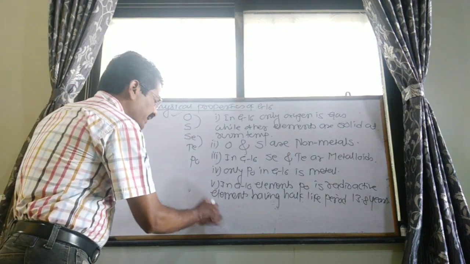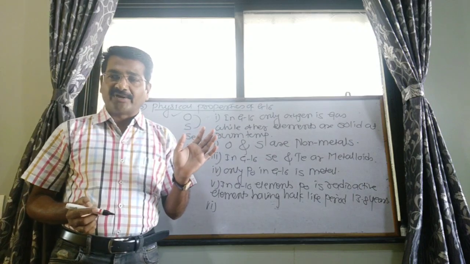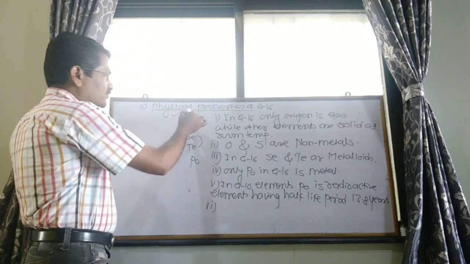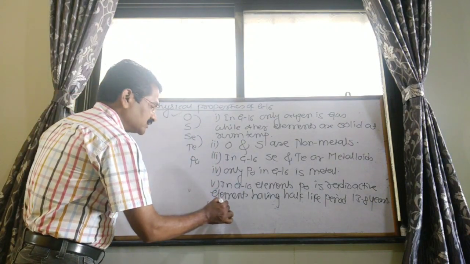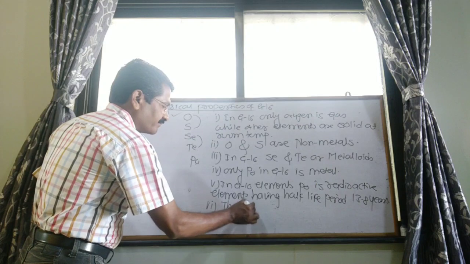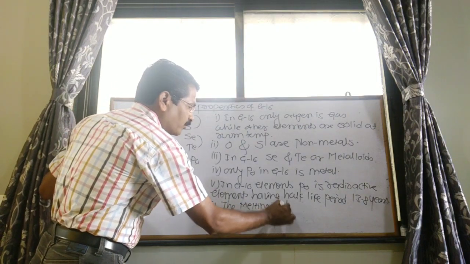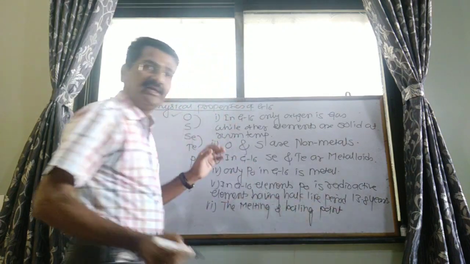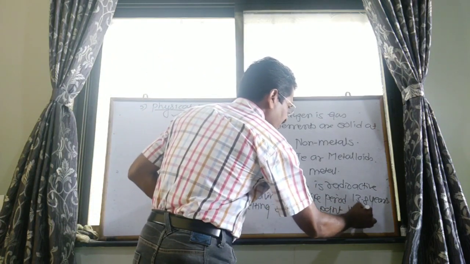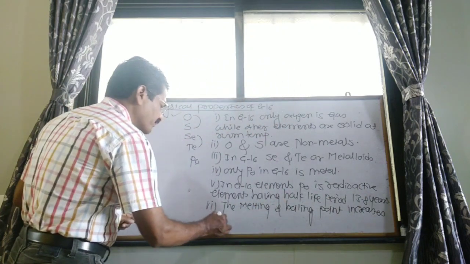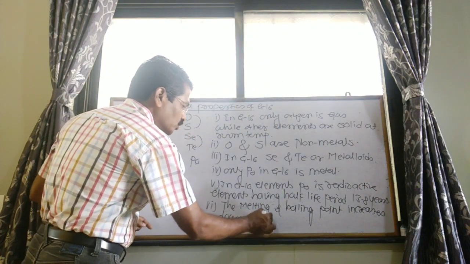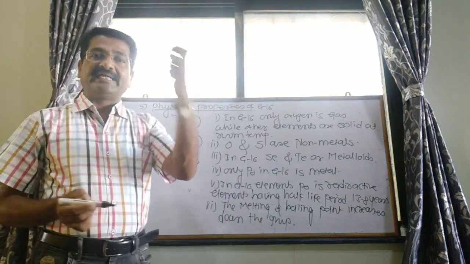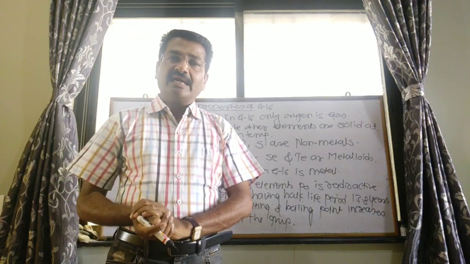In these 16 elements, melting and boiling points increase down the group. Whenever we move from oxygen to polonium, the melting and boiling point increases down the group.